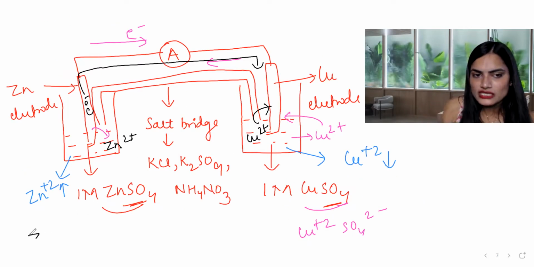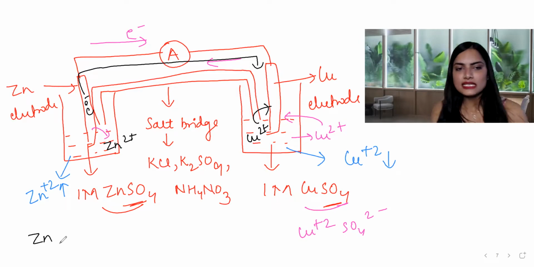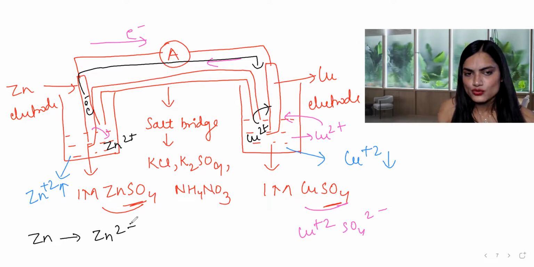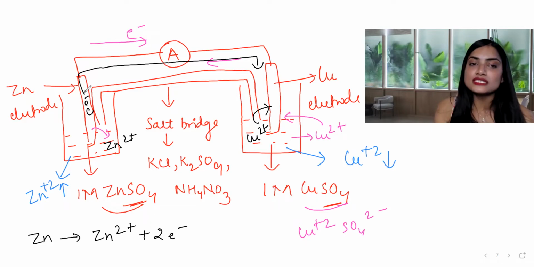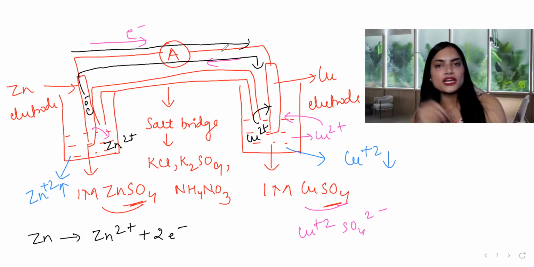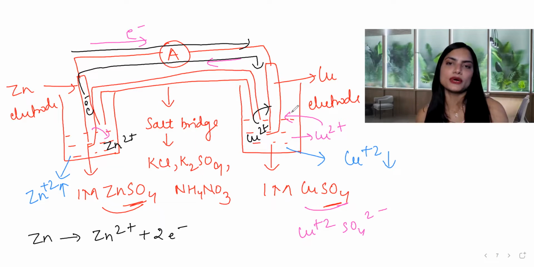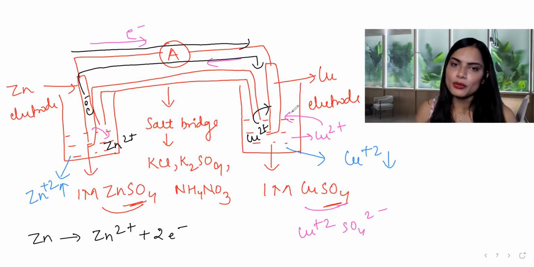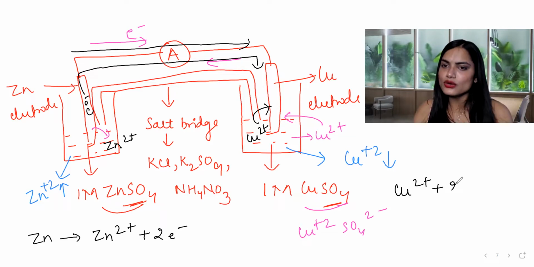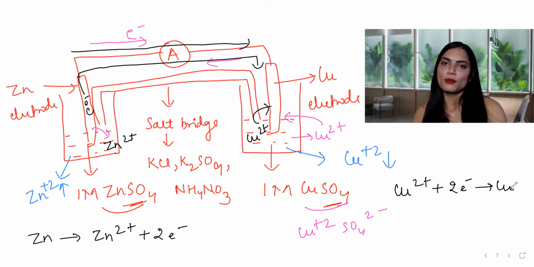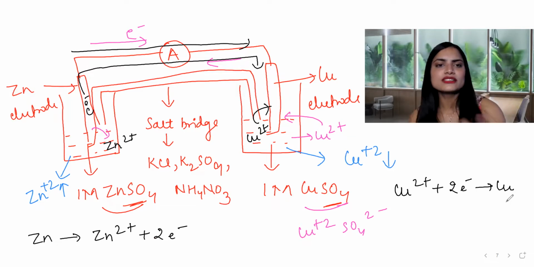So we can summarize the picture again. In the left beaker, zinc is losing electrons and is converting into Zn+2 ions. Now these electrons are traveling through this wire towards the copper electrode, which is dipped into copper sulfate, where the Cu+2 ions are gaining those electrons and depositing on the copper electrode. That is why the thickness of the copper electrode is increasing. We can write the reaction here also: Cu+2 ions gain 2 electrons and deposit as copper.